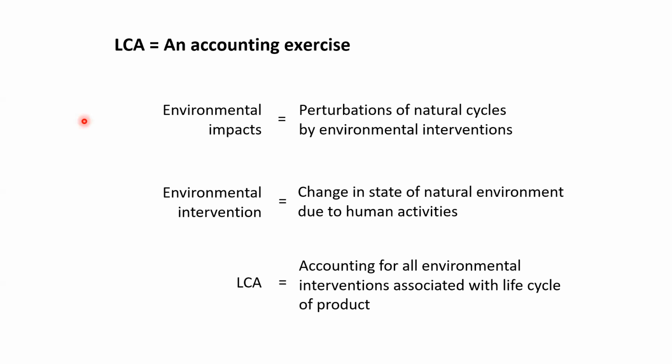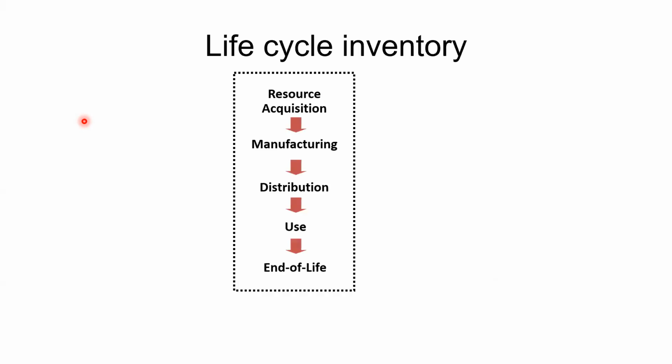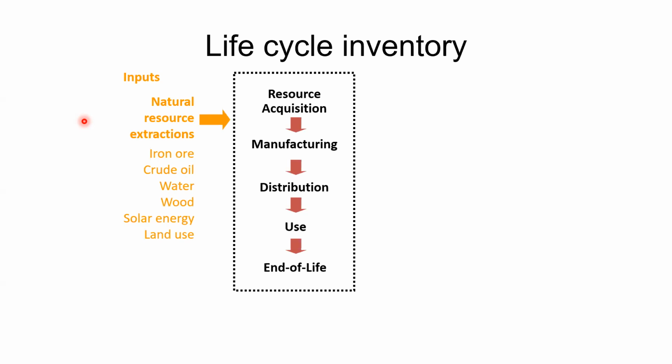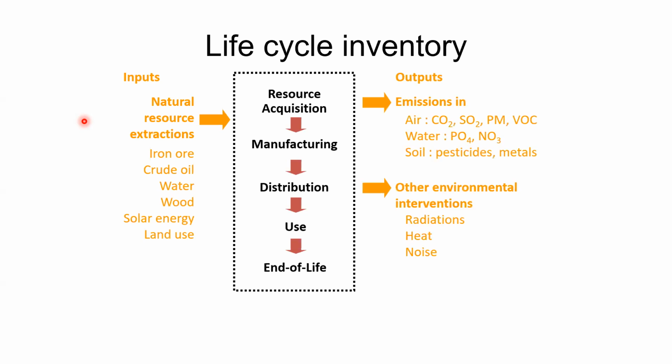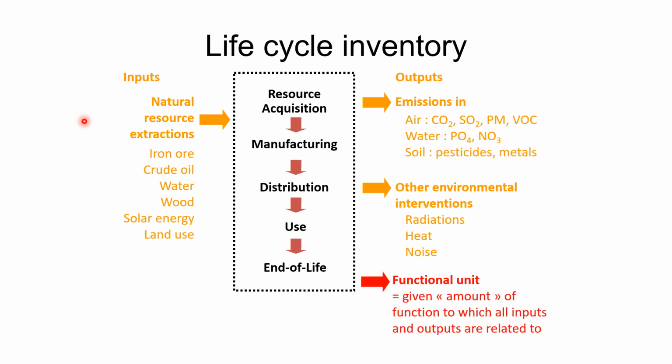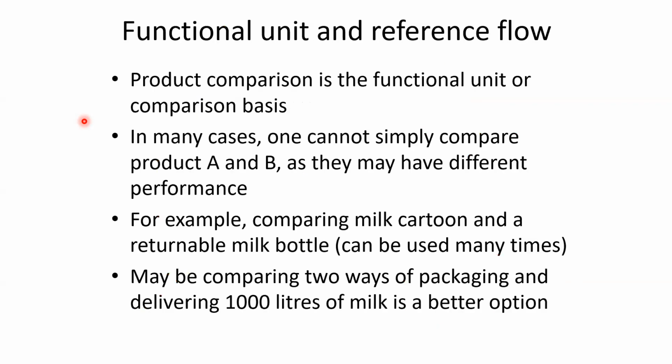Now, as I said earlier, LCA is an environmental accounting exercise. So you find out all the environmental impacts, what kind of environmental interventions can be provided, accounting for all environmental interventions associated with the life cycle. So again, resource acquisition, manufacturing, distribution, use, end of life. You get all these input parameters: natural resources, iron ore, crude oil, water, wood, solar energy, and all that. You get the emissions out in terms of air emissions, other environmental interventions like radiation, heat, noise, and all that. And for all of these, you do it for a certain functional unit. Functional unit is the amount of function to which all inputs and outputs will be related.